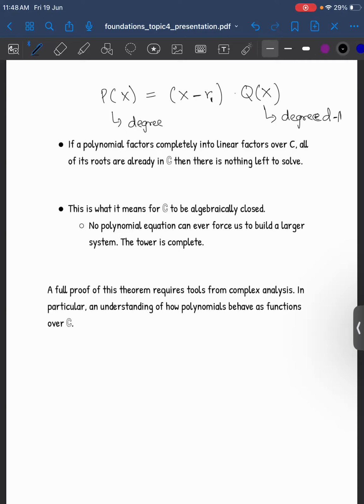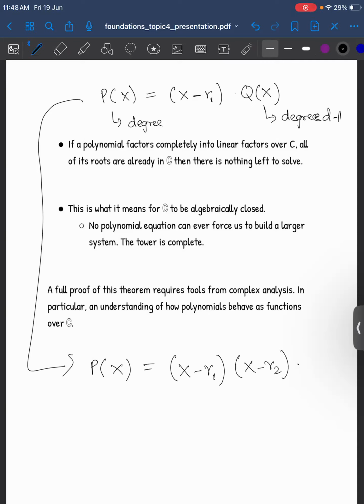So I can write in turn p of x as x minus r1 times x minus r2 times, say, q2 of x, where q2 is now of degree d minus 2. So what I did with p of x, I can repeat with q of x and write it as x minus r2 times q2 of x. And you can see that I can now create a bunch of linear factors, where p of x is just a product of linear factors.